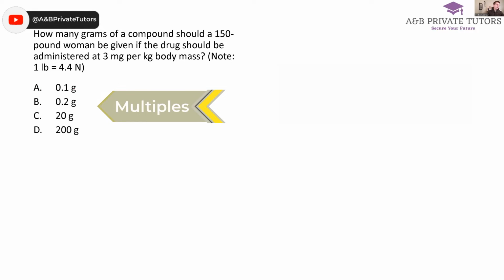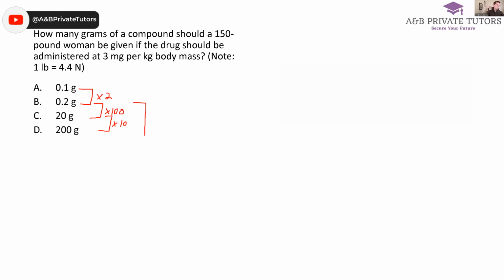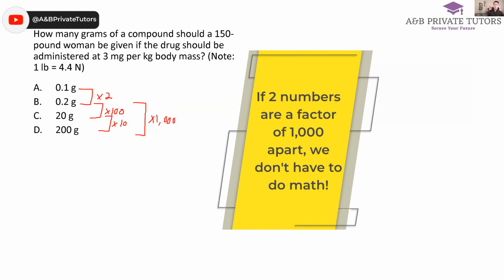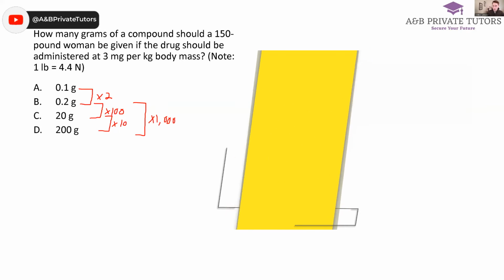So let's start with A. What could we do to multiply A to get to B? Well, this is just multiplying by 2. How about from B to C? In this case, we'll multiply by 100. How about from C to D? Just 10. Now, other relationships I see as well is that we could multiply B to D by 1,000 to get there. And whenever I see that there's a multiple of 1,000, I get super happy because it means we're not doing math. Let me show you how.